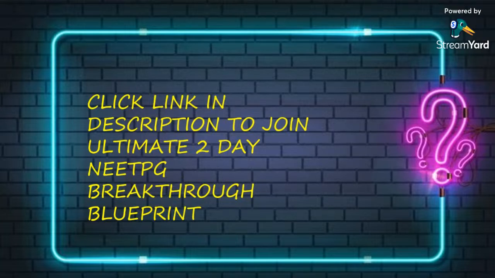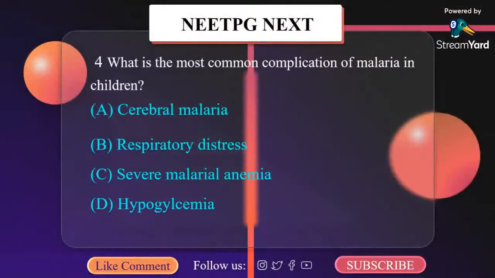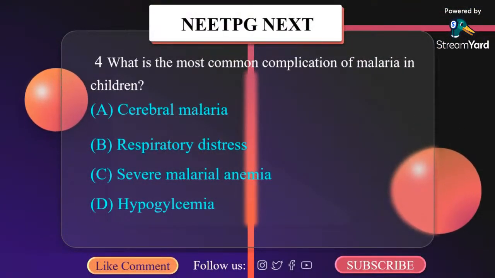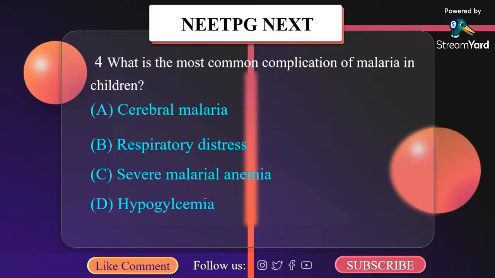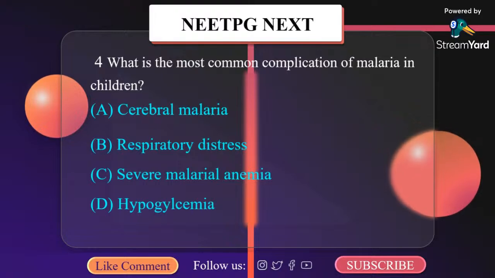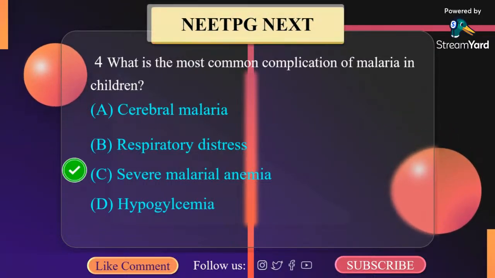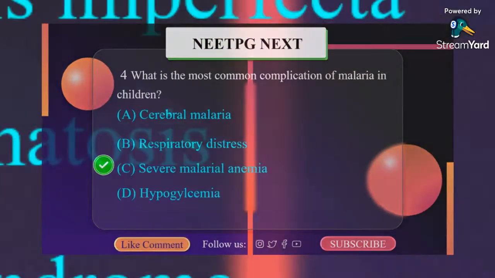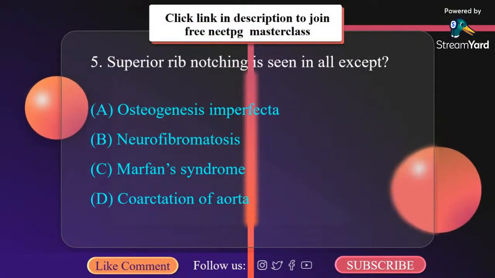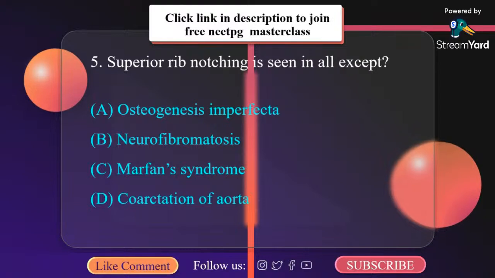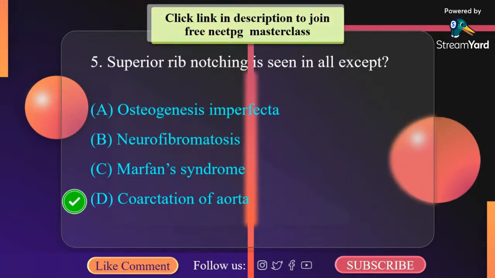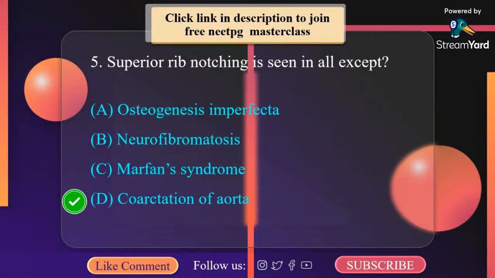What is the most common complication of malaria in children? A. Cerebral malaria, B. Respiratory distress, C. Severe malarial anemia, D. Hypoglycemia. It is severe malarial anemia. Most common serious complication of malaria is severe malarial anemia. Superior rib notching is seen in all except A. Osteogenesis imperfecta, B. Neurofibromatosis, C. Marfan syndrome, D. Coarctation of aorta. The correct answer is coarctation. In coarctation of aorta, inferior rib notching is seen, not superior.